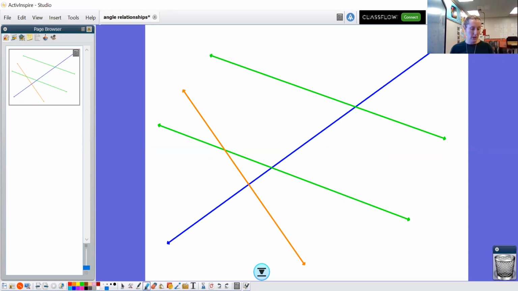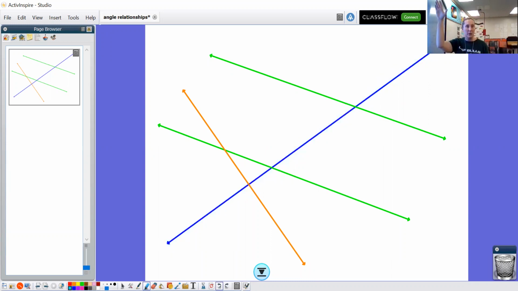So I'm going to use my highlighter and I am going to highlight the transversal. If you remember from our last video what the transversal was. A transversal is a line that crosses at least two other lines. Okay, so there are a couple of transversals here, but let's highlight this blue transversal. You don't have to make it as wide as I did, but just lightly highlight that blue transversal.